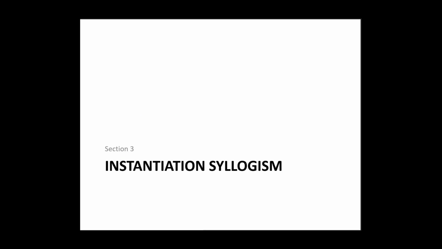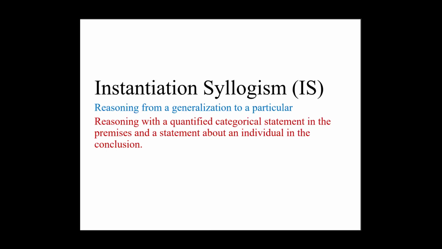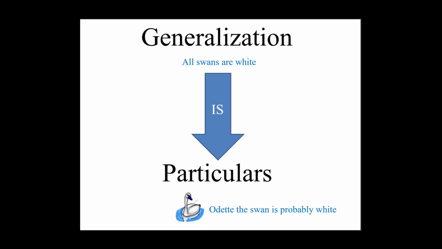Okay, to wrap things up, let's look at inferences going the other direction. Rather than making generalizations, we want to start with generalizations and apply them to people. So we call this the instantiation syllogism. In general, it's reasoning from a generalization to a particular. More specifically, it's reasoning with a quantified categorical statement in the premises and a statement about an individual in the conclusion. So with our swan example, we might start with a generalization that all swans are white, and then go down to the particular that Odette the swan is white.